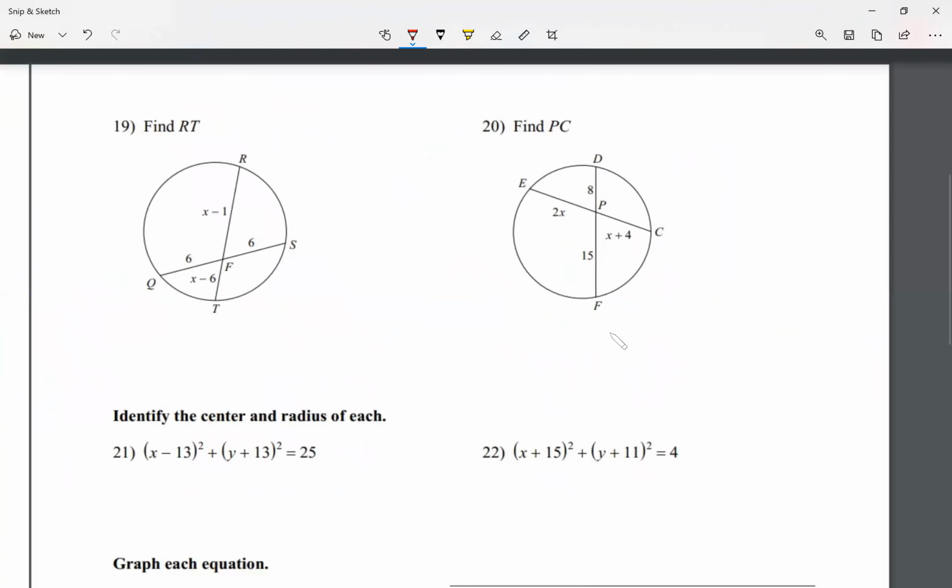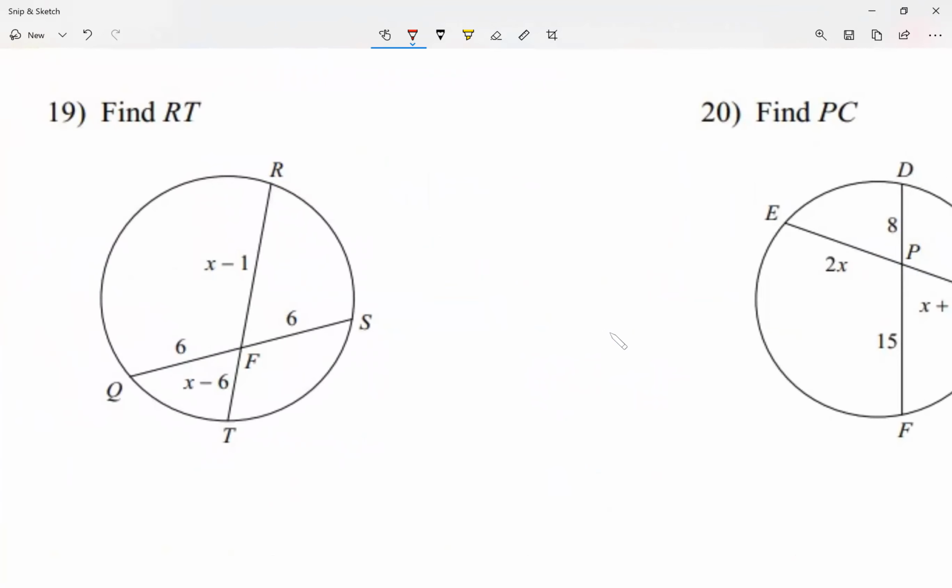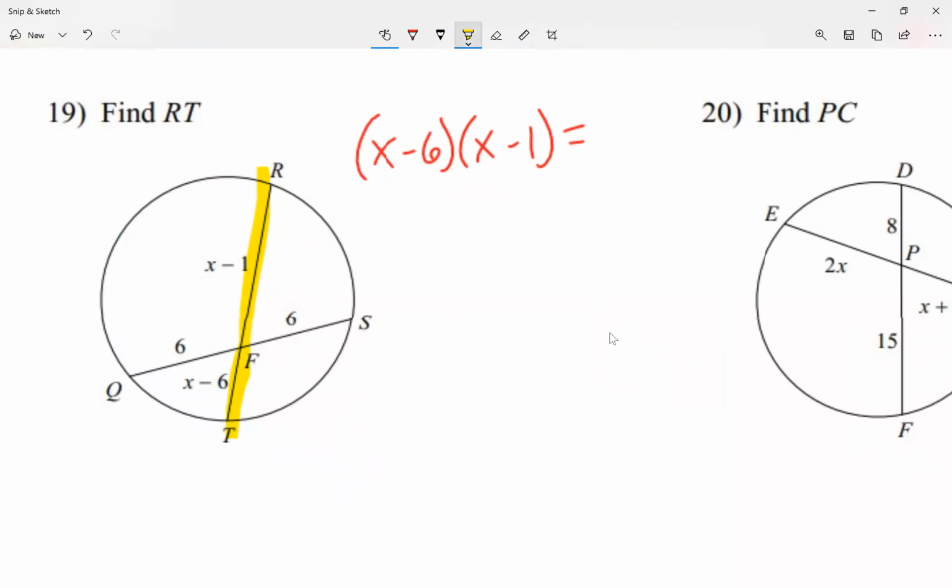Now let's take a look at this other one. Question number 19. Okay. One of my chords, the measurements are x minus 6 and x minus 1. So I'm going to go x minus 6 times x minus 1 equals, the other chord is 6 times 6. Remember, I multiply the two sides of a chord and it equals the multiplication of the two sides of the other chord.